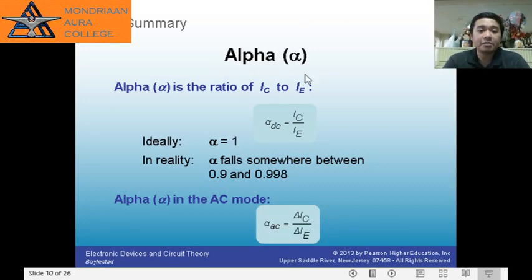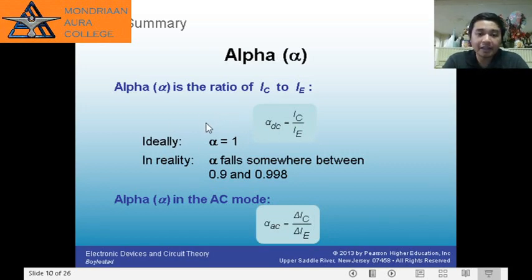In this case, meron tayong tinatawag na alpha. Alpha is the current gain ng isang common base. Hindi ba't sa isang common base, ano yung output current natin? I sub C. Sa common base, ano yung input current natin? I sub E. That's why output current I sub C divided by the input current I sub E is equal to the current gain alpha. Makikita nyo dito, ang ating alpha merong subscript na DC dahil gumagamit tayo ng DC values. DC na collector current and DC na emitter current.